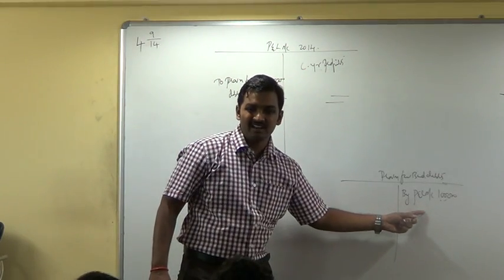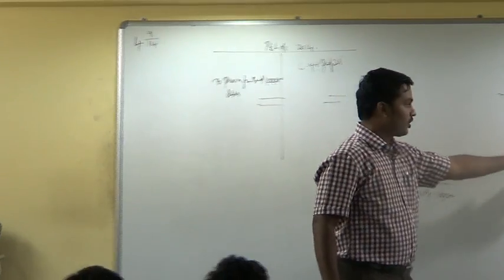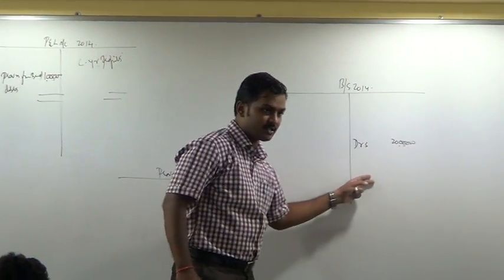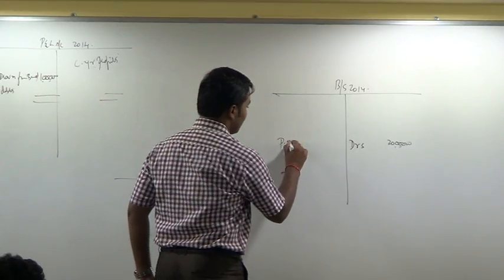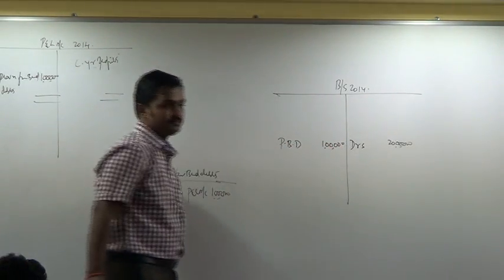It is showing a credit balance. It can be shown either on the balance sheet liability side or you can show it as less from debtors. So I will show it on the balance sheet liability side. Provision for bad debts 1 lakh rupees.